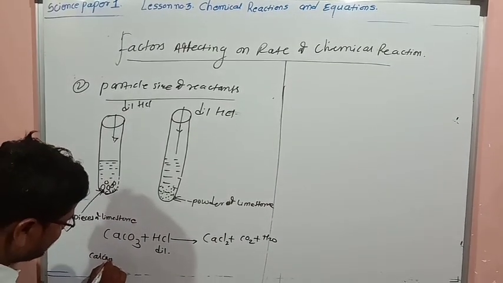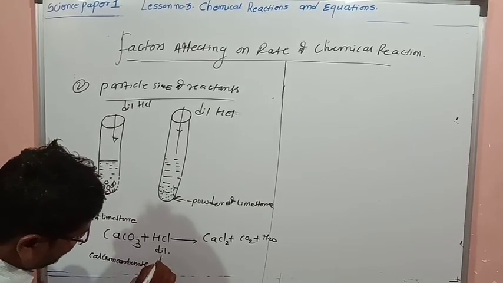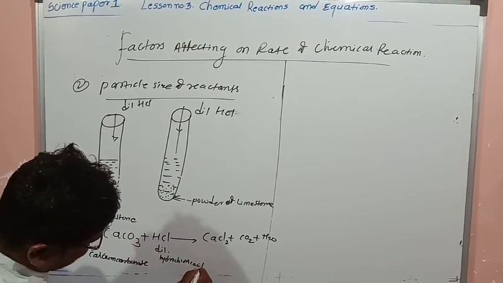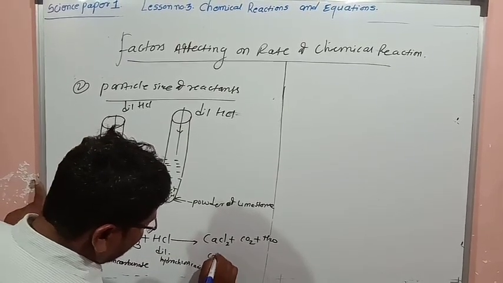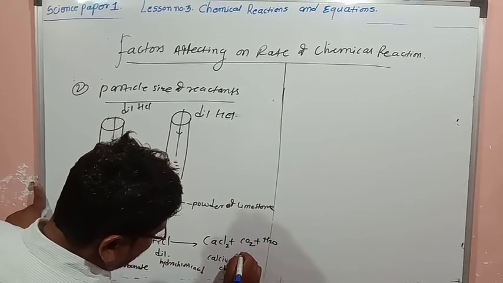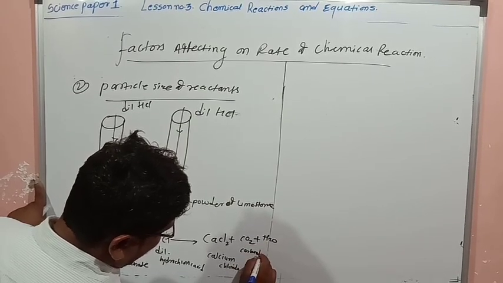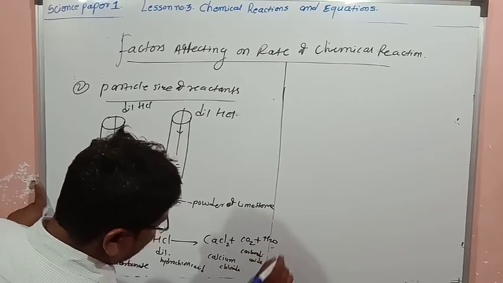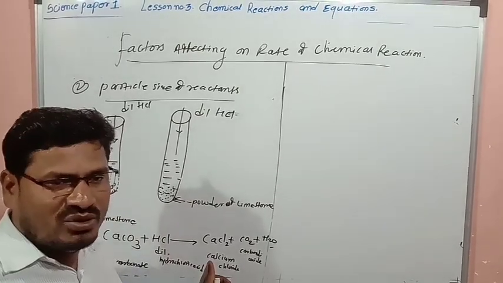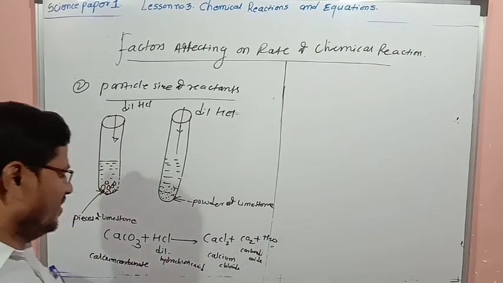Calcium carbonate, dilute hydrochloric acid, and here calcium chloride, carbon dioxide, and this one is the water molecule. So when calcium carbonate reacts with dilute hydrochloric acid, it will give calcium chloride plus carbon dioxide plus H2O.